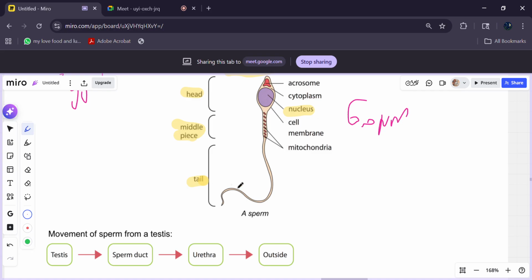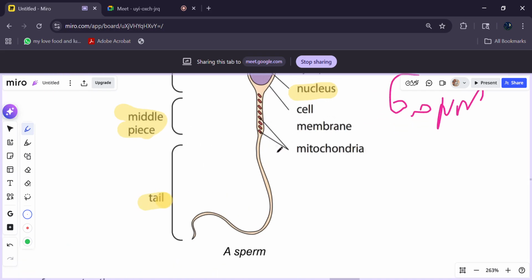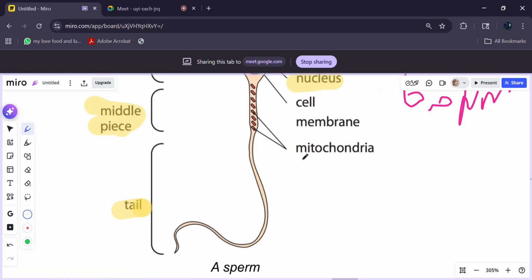Now let's move on to the tail. The tail is obviously known for giving the sperm cell the ability to move. It's a beating movement. It moves like it's beating. Have you ever beaten an egg? The sperm cell moves like it's beating, so it moves aggressively, very fast.